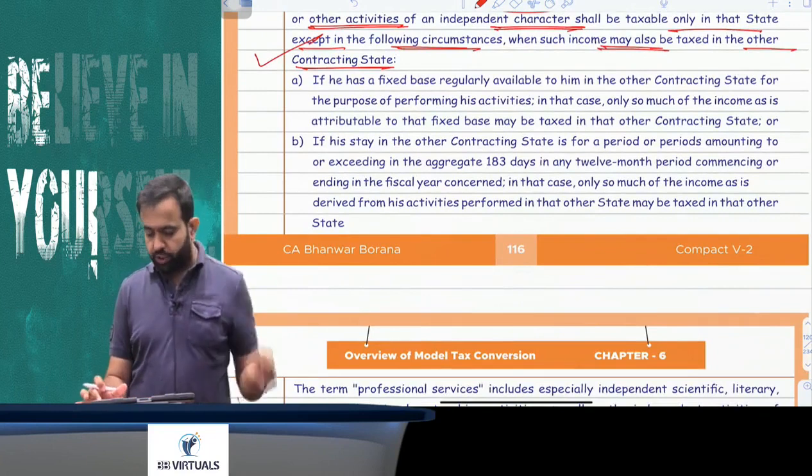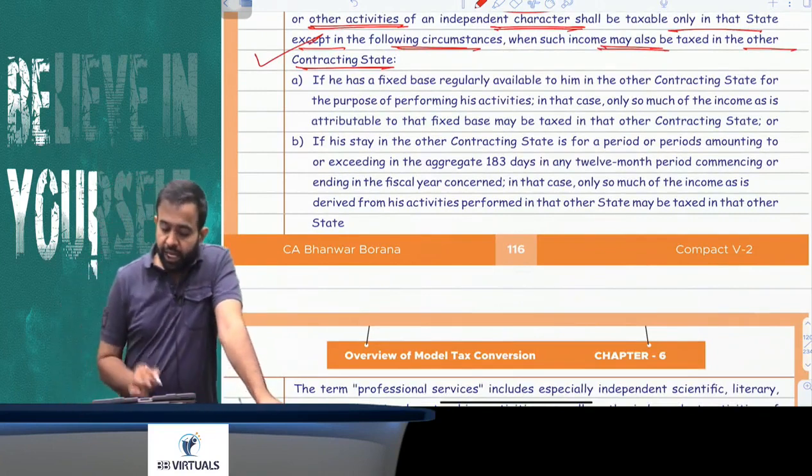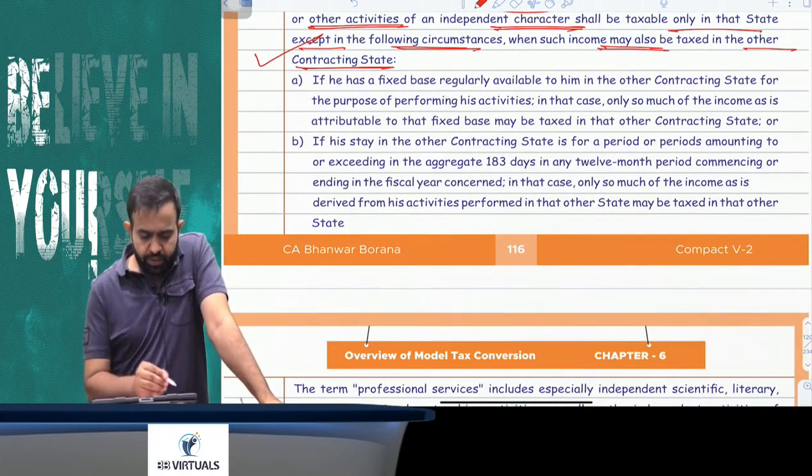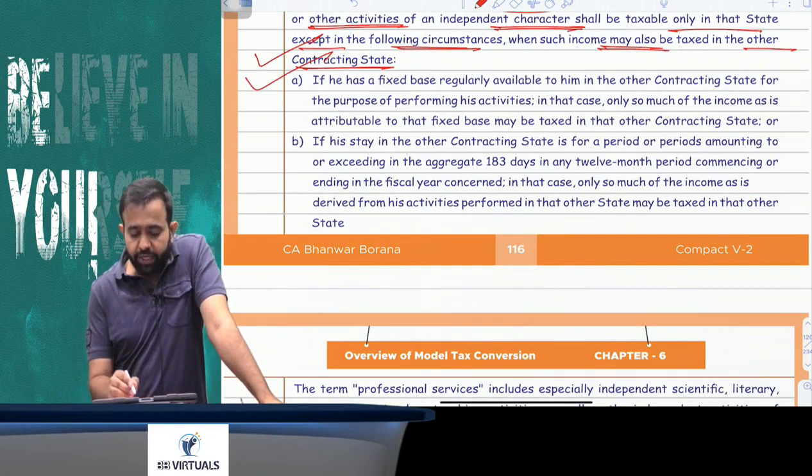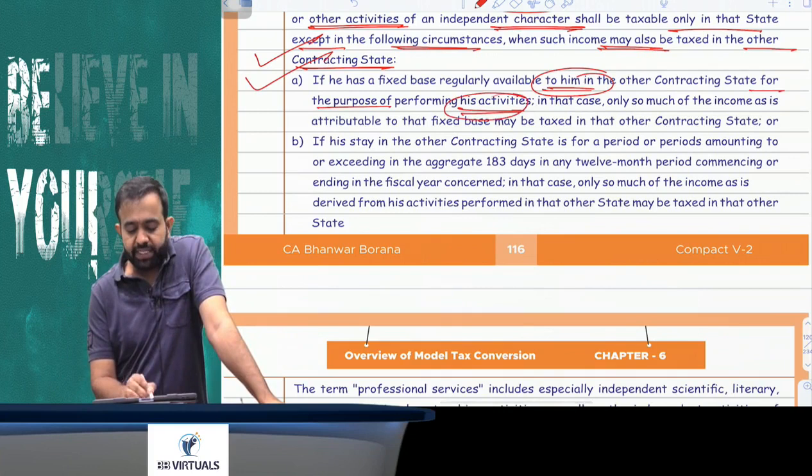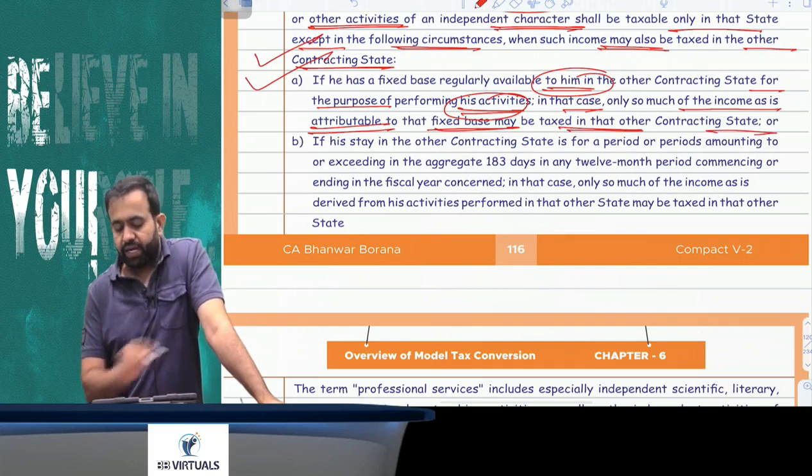There are two conditions, two cases. First, if he has a fixed base regularly available to him in the other contracting state for the purpose of performing his activity, in that case only so much of the income as is attributable to that fixed base may be taxed in that other contracting state.